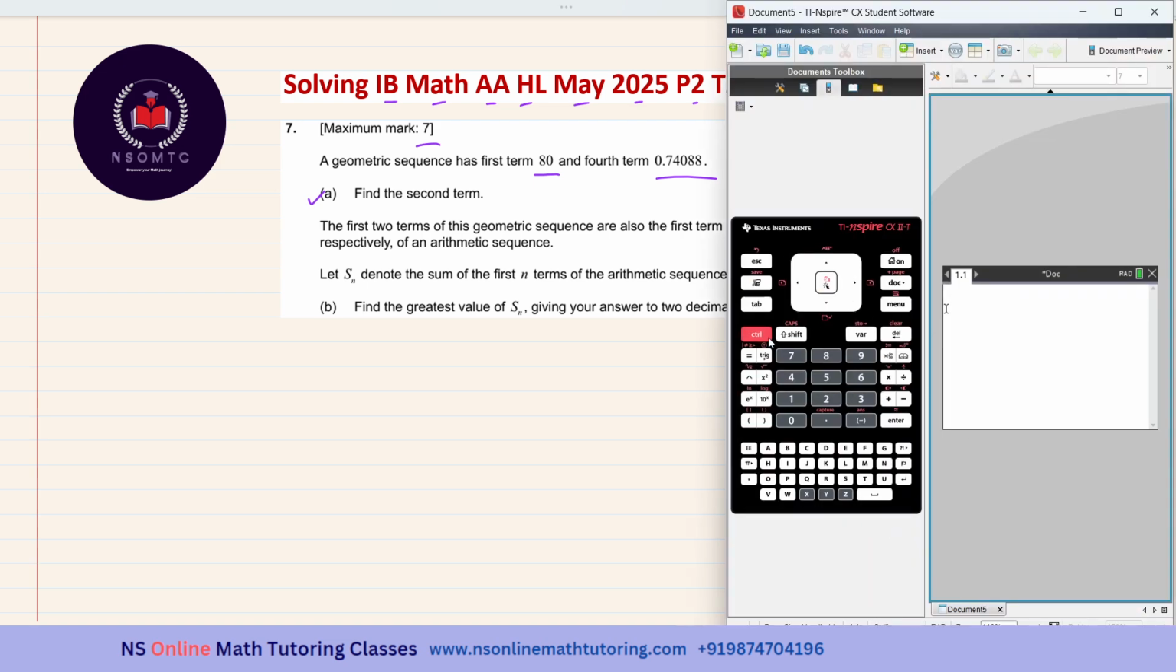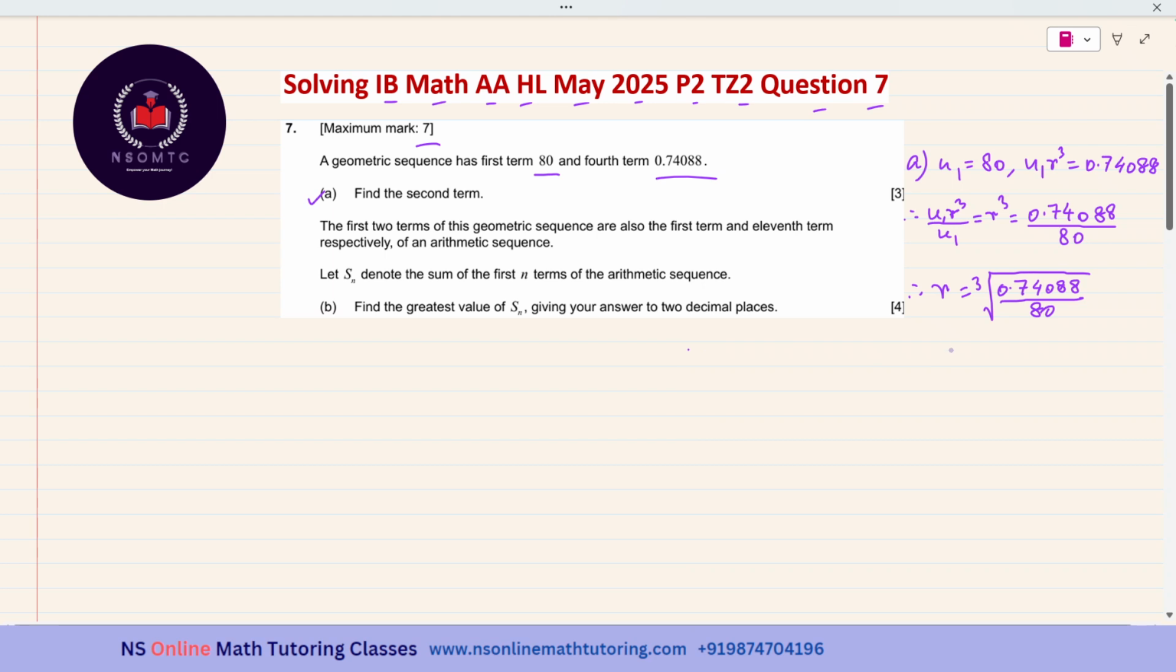So it is the cube root of 0.74088 divided by 80. It is 0.21. R is 0.21. Okay, so therefore R is equal to 0.21.